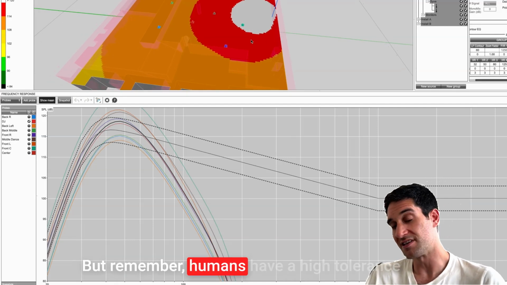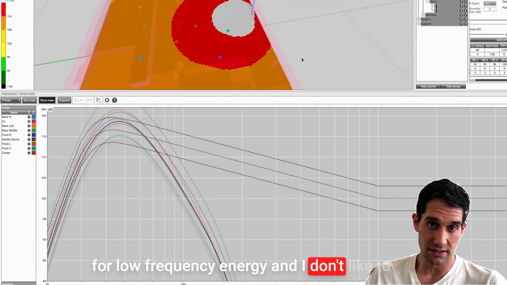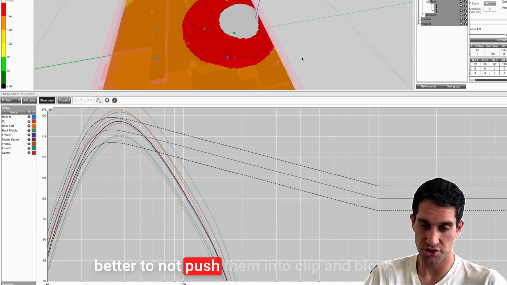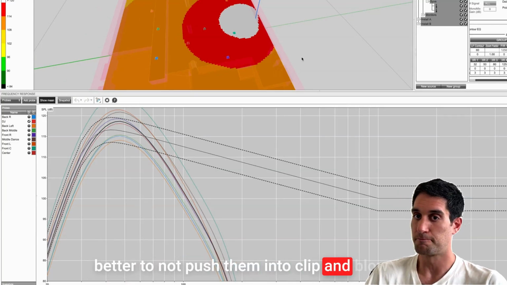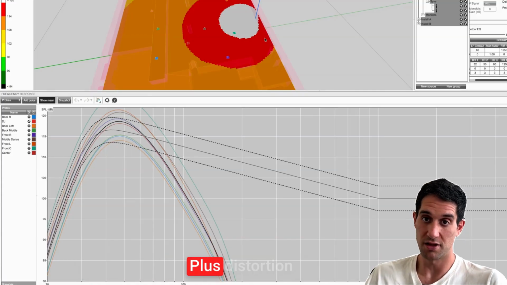But remember, humans have a high tolerance for low frequency energy, and I don't like to run the subs at 0 dB if I can help it. It's always better to not push them into clip and blow circuits and stop the music. All that's bad stuff, plus distortion.